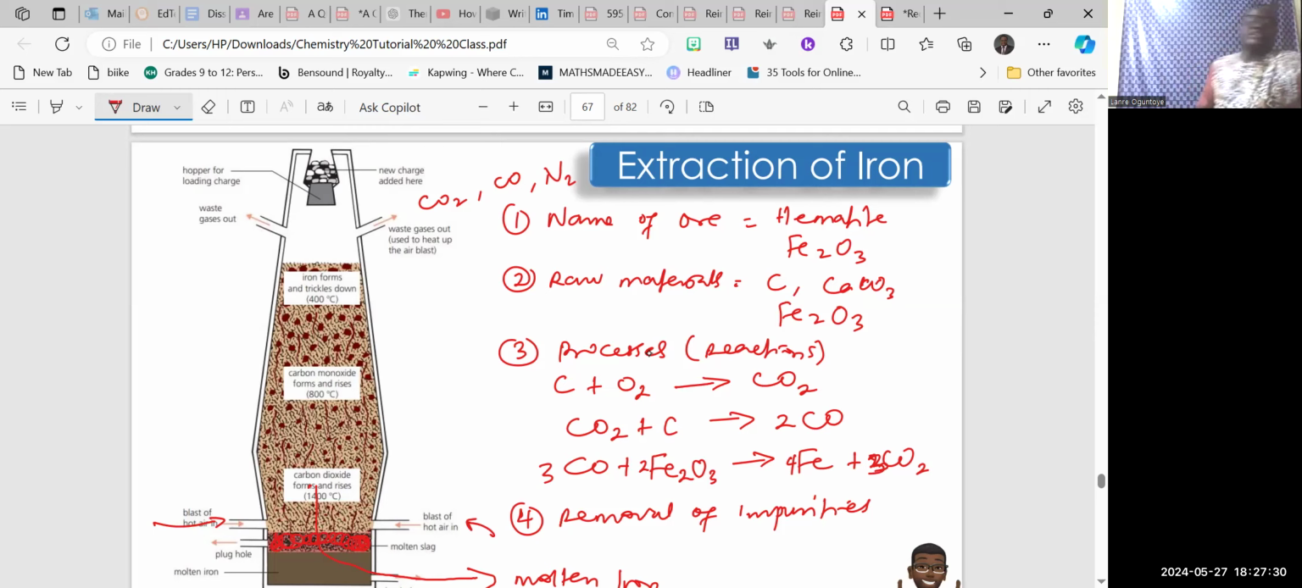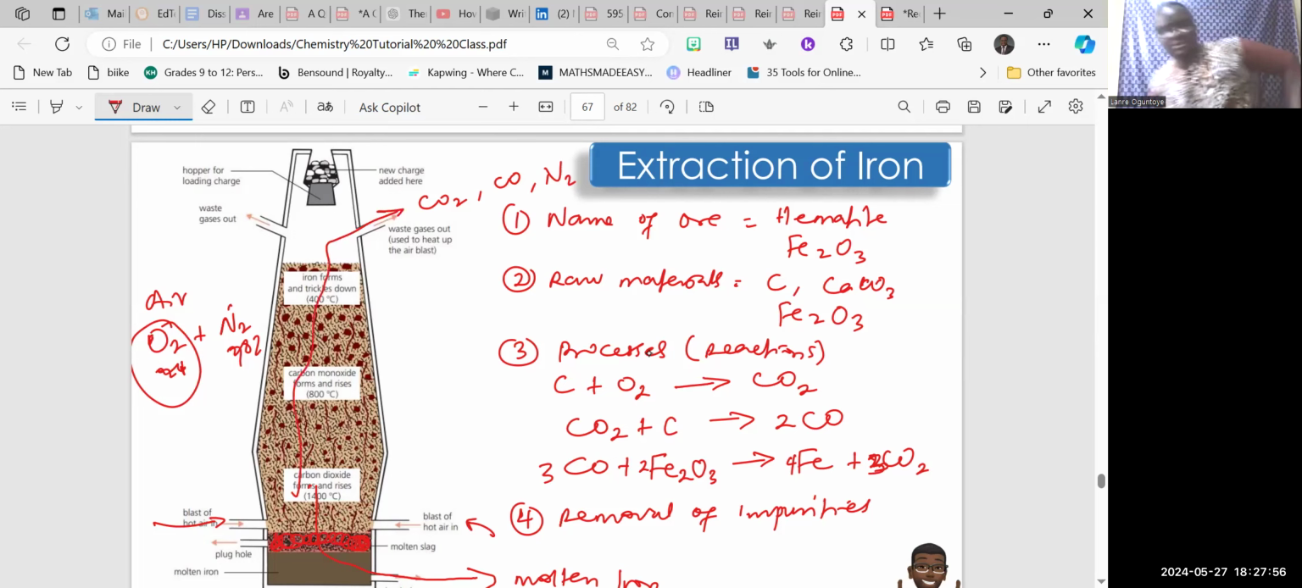Nitrogen is present in air. They are blasting in hot air, and air is a mixture of gases. It contains oxygen and what? Nitrogen. 78% and 21%. So if carbon monoxide took away the oxygen, where do you think the nitrogen will go? It will rise and go out as waste gas. Okay? That's extraction of iron.